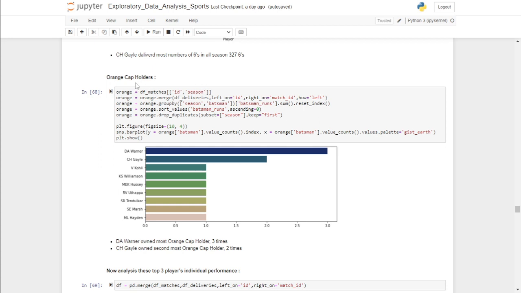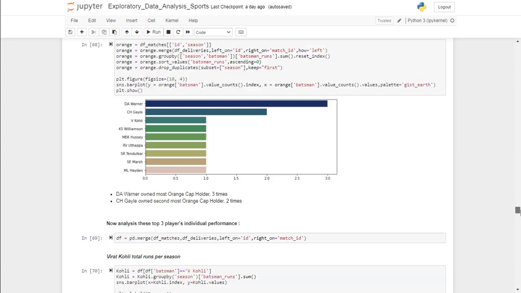And Orange Cup holders: David Warner wins the Orange Cup three times, Chris Gayle two times, and Virat Kohli, Kane Williamson, Michael Hussey, Robin Uthappa, Sachin Tendulkar, and ML Hayden, all of them win single times.